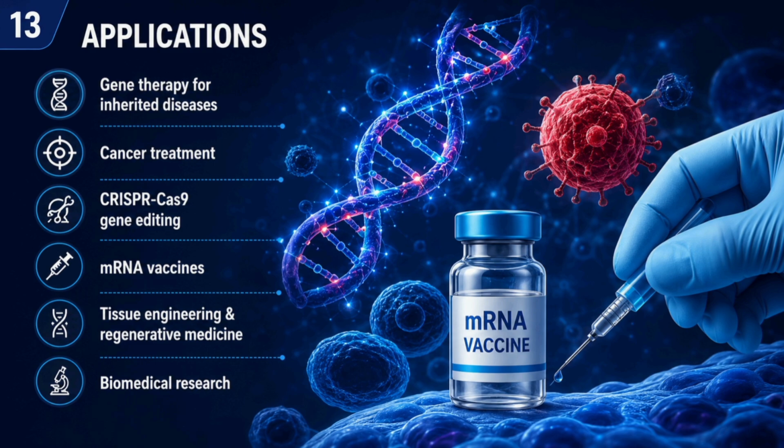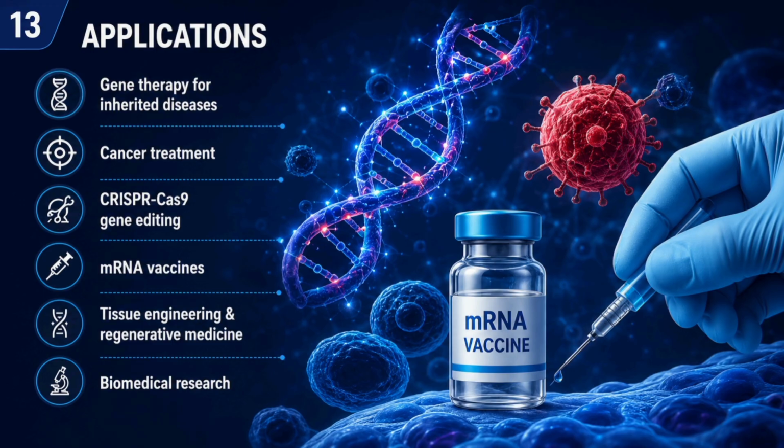For example, a child with thalassemia needs repeated blood transfusions. Imagine if doctors could deliver a healthy hemoglobin gene into the child's bone marrow cells, so the body could start producing healthy red blood cells naturally. That is the goal of gene therapy.